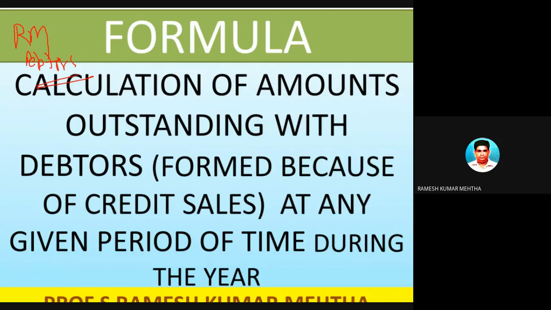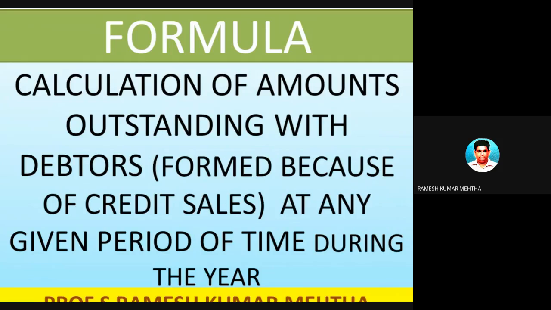So when is a debtor formed? See, debtors are formed because of credit sales. If I'm selling any goods on credit basis, then debtors are formed. And the debtors tell that they are going to take some time or allowance before they clear the amount outstanding. So that is called as credit period.